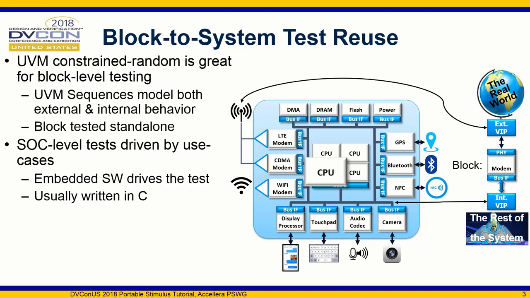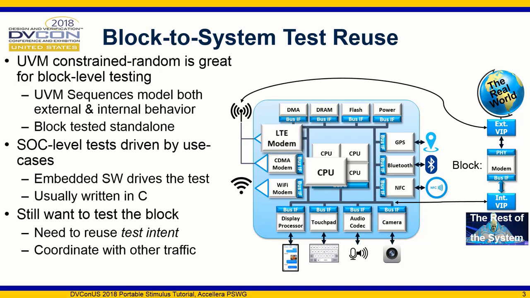It's good because we kind of know what we want the system to do. It's bad because we don't get a chance to really check and make sure that the system doesn't do anything it's not supposed to do, right? And that's really the value of randomization. We still want to be able to test the block as much as possible as part of the system, so we want to reuse that test intent.